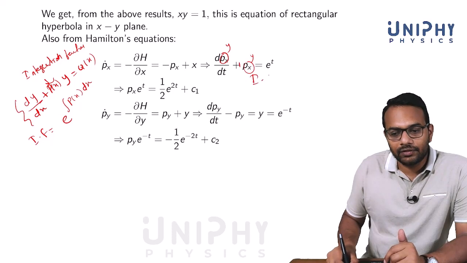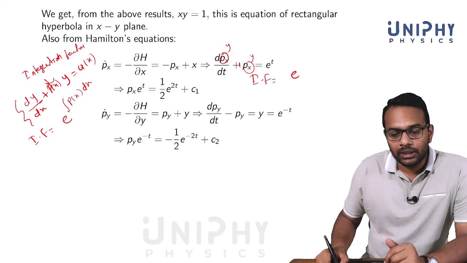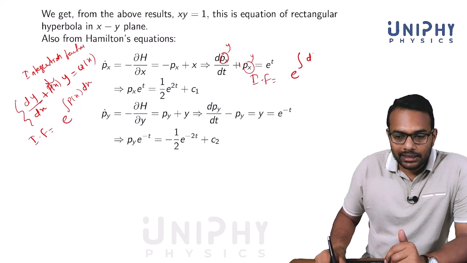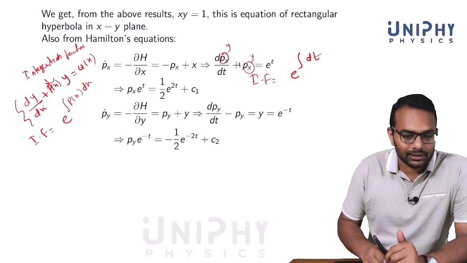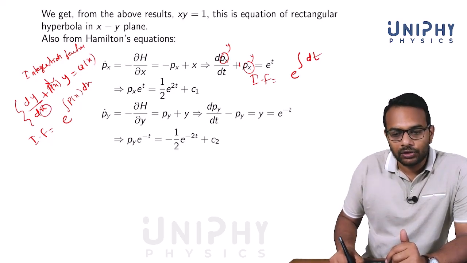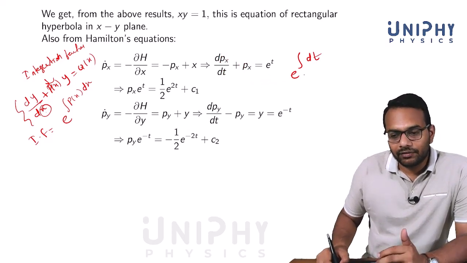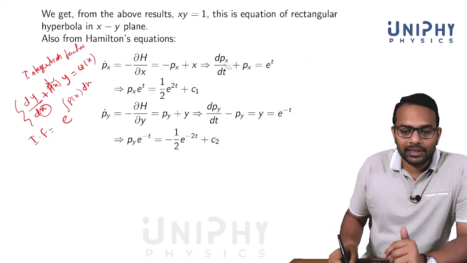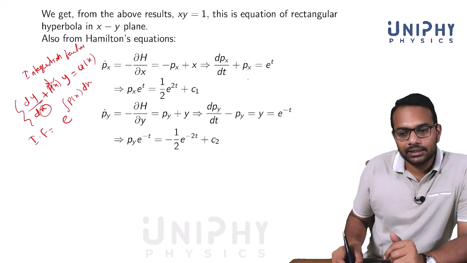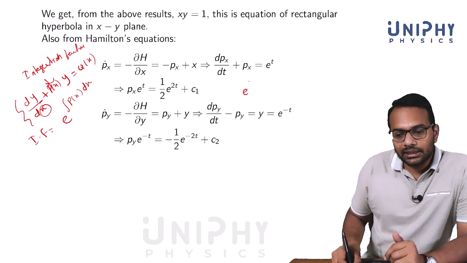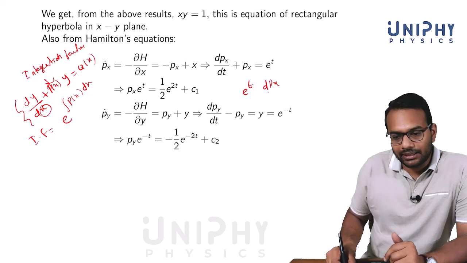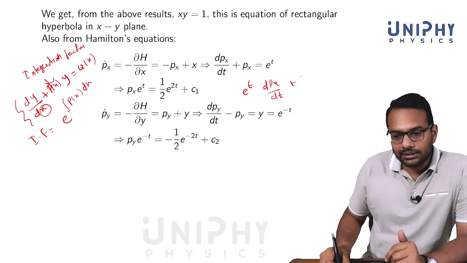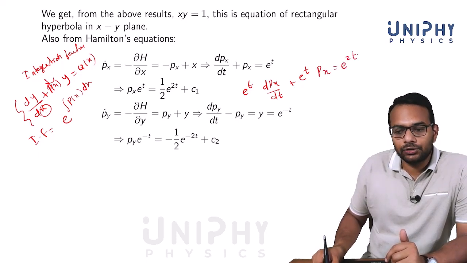So what's the integration factor here? Integration factor is e raised to integral dt, because in the place of x here, what you have is t. So if you make this observation, you know that the integration factor is e raised to integral dt, which is e raised to t. So you multiply this throughout by e raised to t. That becomes e raised to t dpx by dt plus e raised to t px is equal to e raised to 2t.